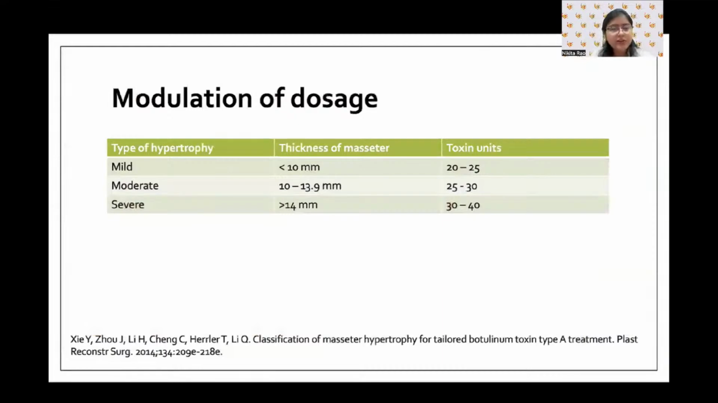On ultrasonographic study, they found the thickness of masseter, and for less than 10 millimeter or mild hypertrophy, 20 to 25 units were recommended. For moderate hypertrophy with thickness 10 to 14 millimeters, 25 to 30 units of toxin was given. And for severe hypertrophy with more than 14 millimeter of masseteric thickness, 30 to 40 units per masseter were recommended.